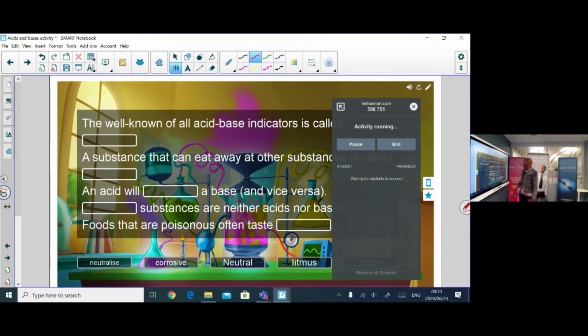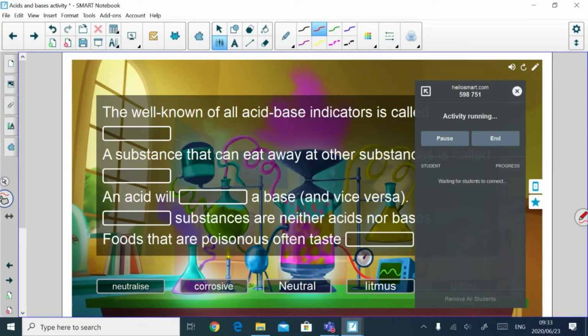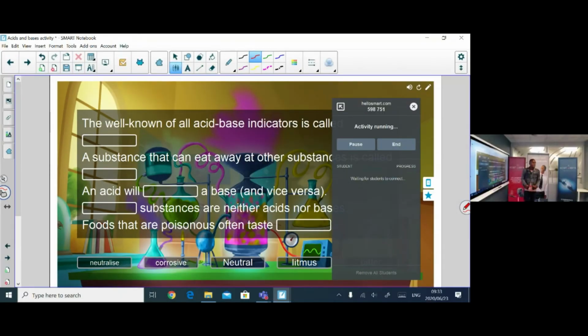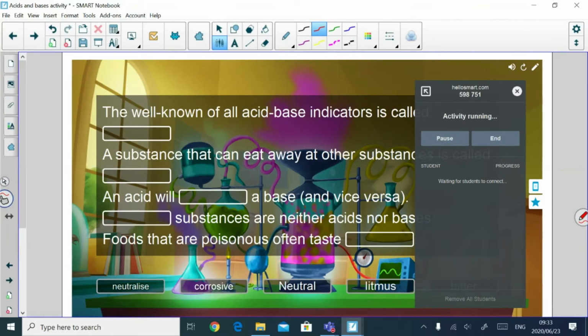So we have substances that are neither acidic nor basic. We discussed how some substances fall within the topic but are neither acidic nor basic. We know what acids are, we know what bases are, but what happens to substances that are neither acidic nor basic, right?